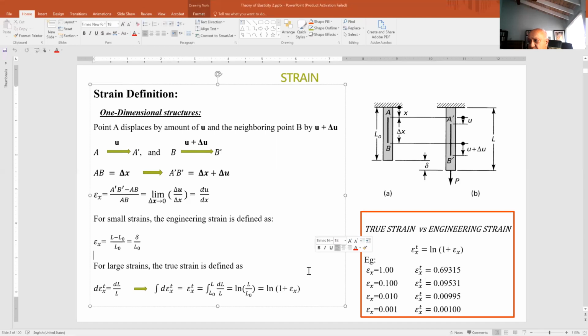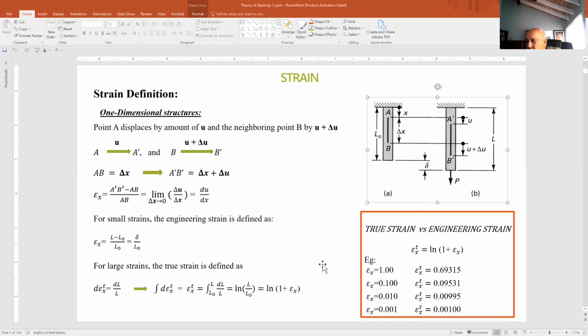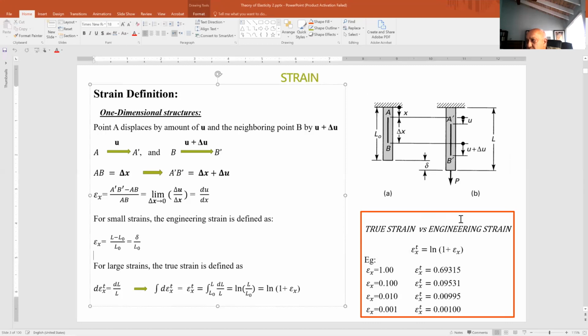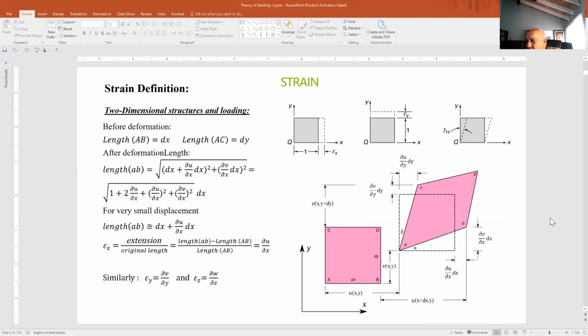Let us move to the next slide. Okay, going from 1 dimension to 2 dimension, again, we consider a block. On the bottom left-hand side, we have a rectangular element, uppercase A, B, D, C. This block here, A, B, D, C, has length dx in the X direction and dy in the Y direction.